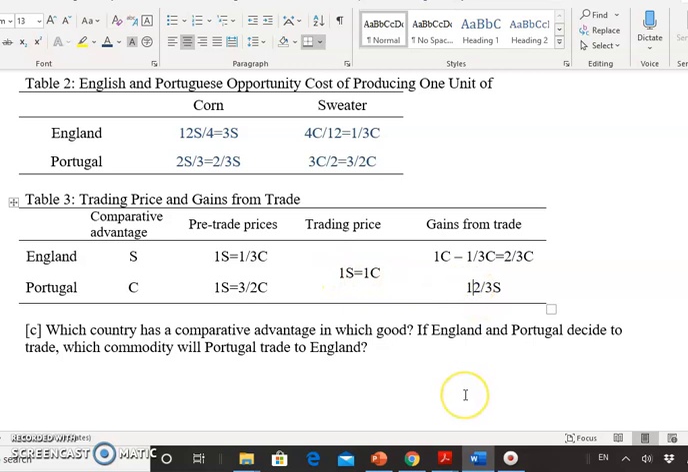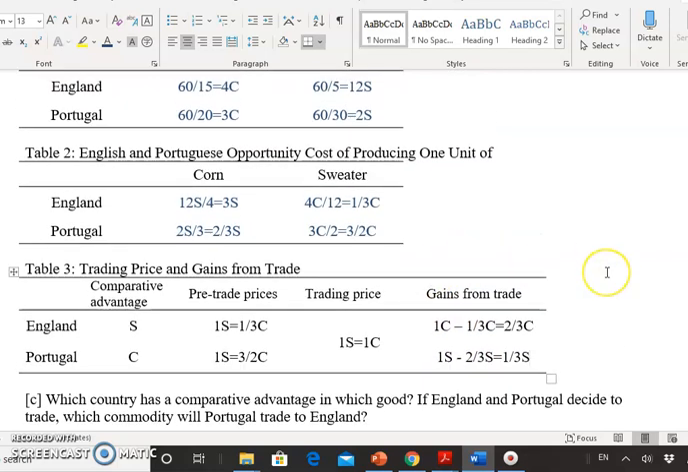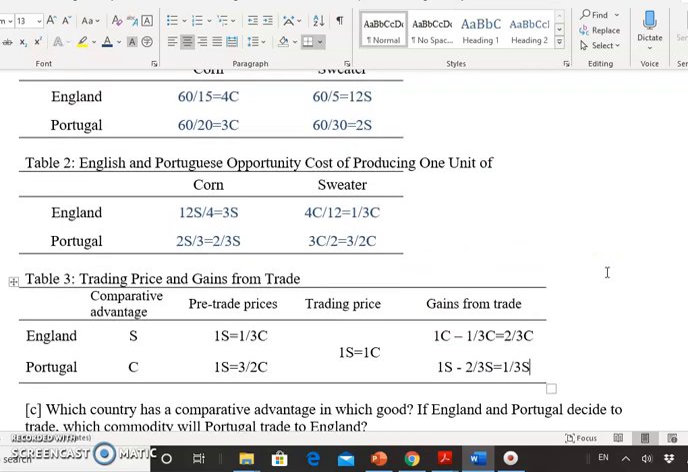So let's put that before this. And so the gains from trade would be 1/3 sweater. Again, in this case, you would find that the sweater in Portugal becomes cheaper. Or by giving up each corn they produce, they can get more sweaters. They can exchange more sweaters. And here we already demonstrated that free trade can benefit both countries.